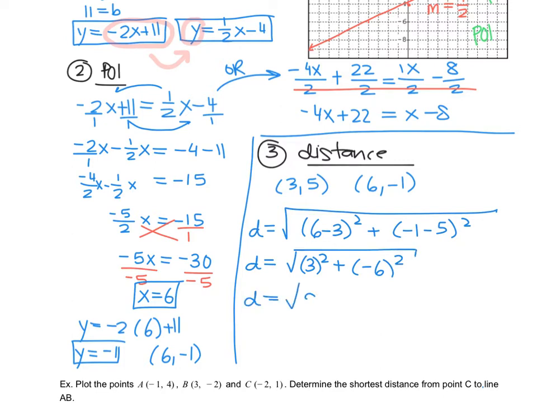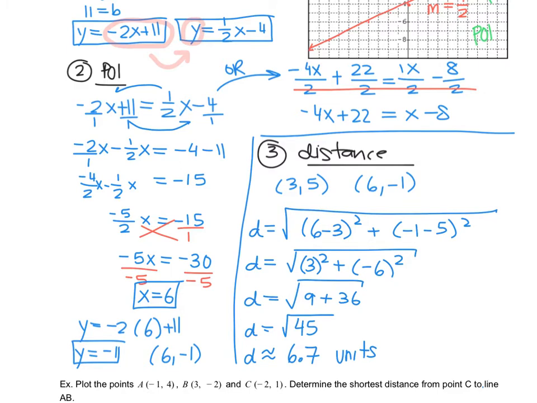And then just a reminder, when you do negative 6 squared, a negative number squared will still become positive because negative times negative is positive. So the exact answer for my distance is the square root of 45. But then we can plug that into our calculator and get a rounded answer if we'd like to. And that rounded answer is going to be approximately 6.7 units.